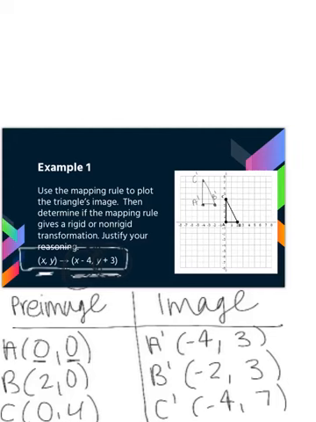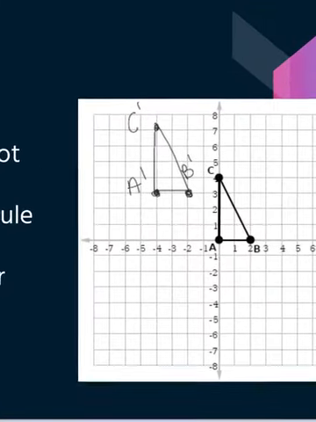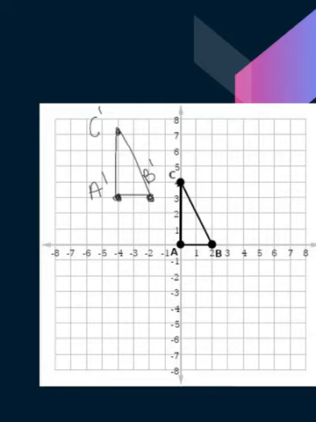So I've finished the problem halfway. I was able to use the mapping rule to plot the triangle's image, A prime, B prime, C prime, but now I had to figure out if this mapping rule gives me a rigid or non-rigid transformation. So notice that the figure I start with, my pre-image, and the figure I end with, the image, they have the same shape and the same size. Therefore, the mapping rule gives us a rigid transformation.